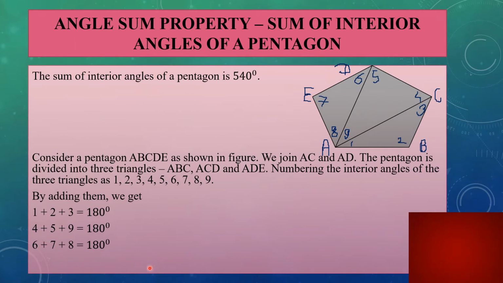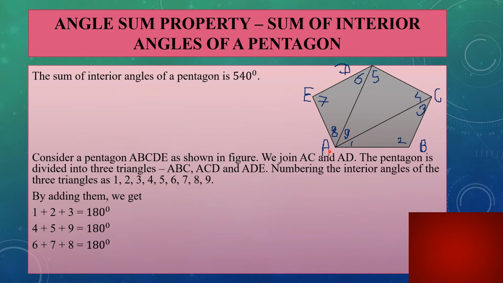We have learned angle sum property, in that the sum of interior angles of a quadrilateral. Now the next topic is angle sum property, sum of interior angles of a pentagon. The sum of interior angles of a pentagon is 540 degrees. Let's prove it. Consider a pentagon ABCDE as shown in the figure.